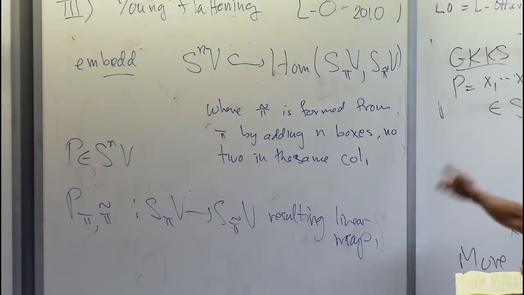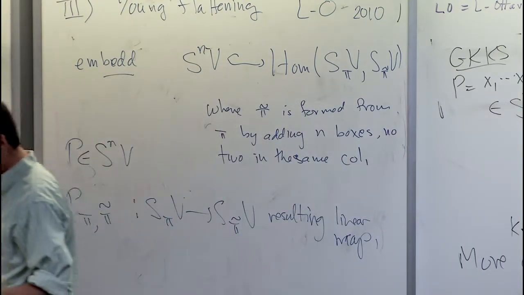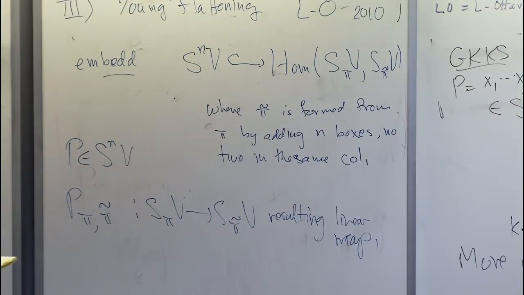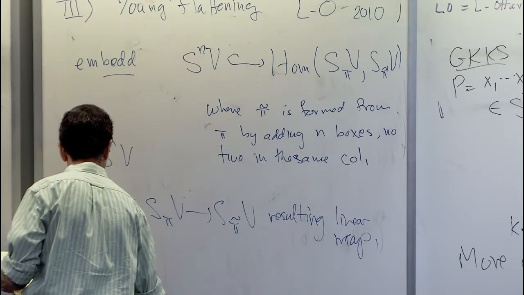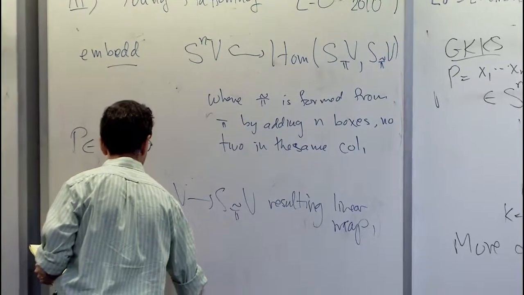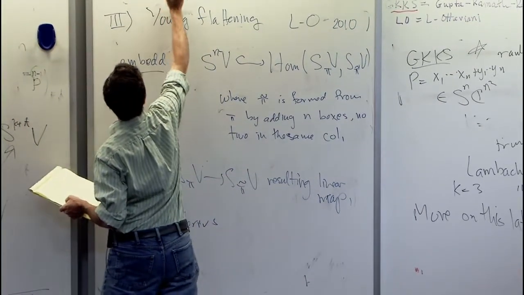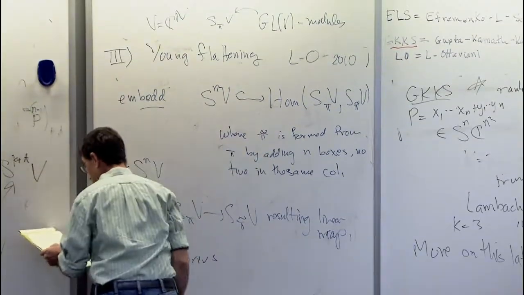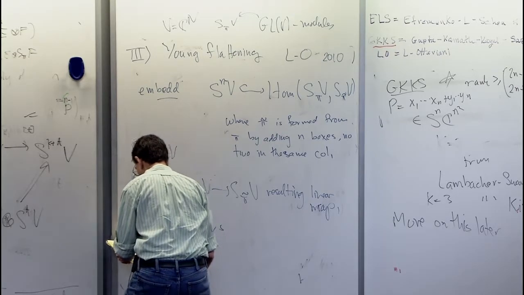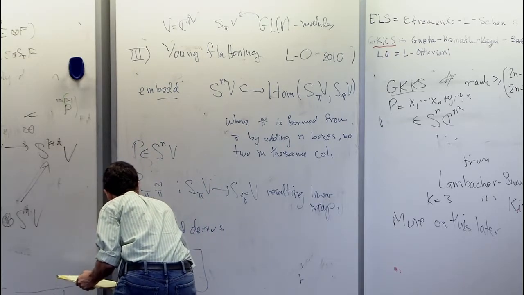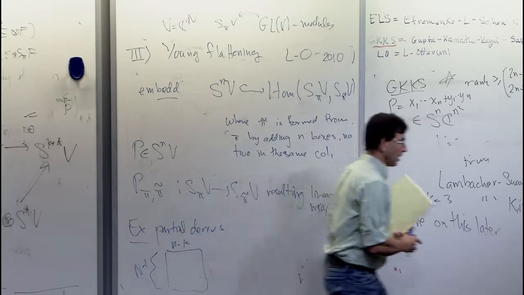Right. And again, the rank of this linear map is a measure of the complexity of the polynomial p. So let's do just the first example, partial derivatives. So V will be C^N, capital N. For partial derivatives, you start off with a diagram that looks like this, which is n minus k by n minus k box. That's pi.